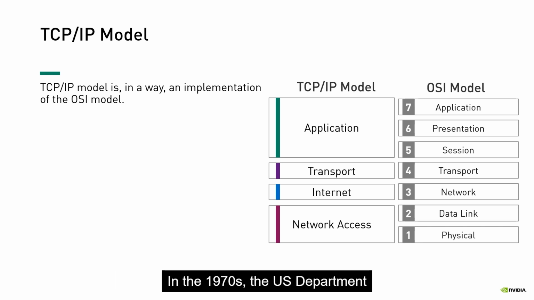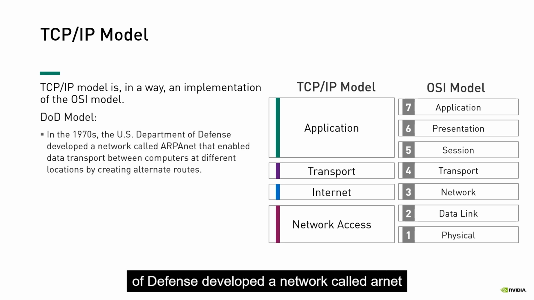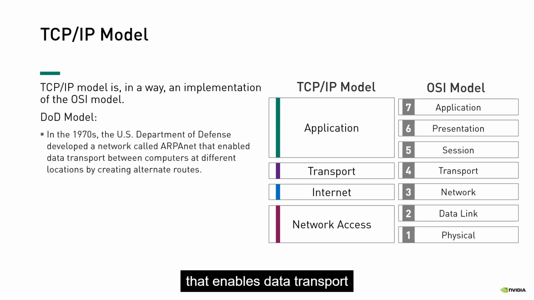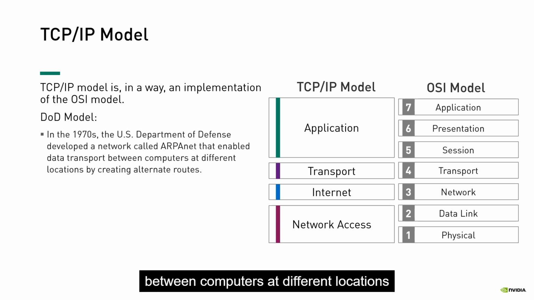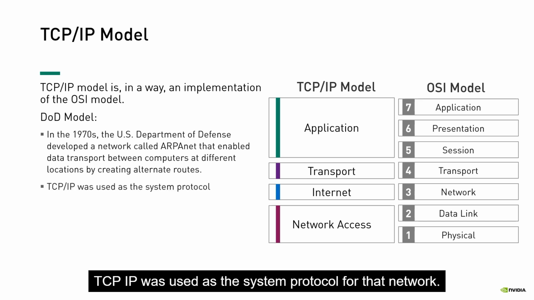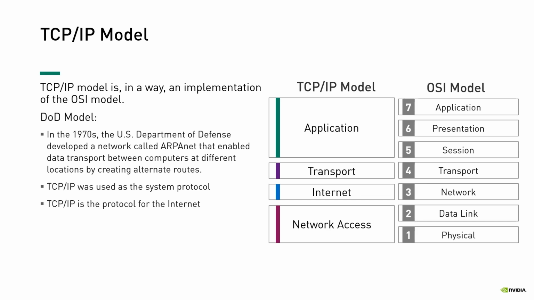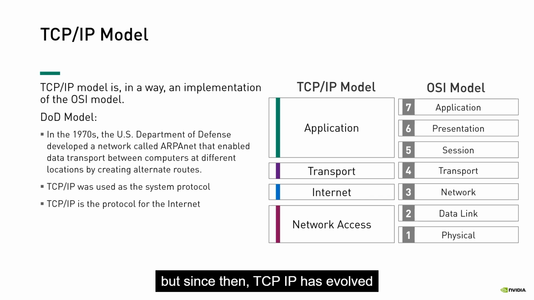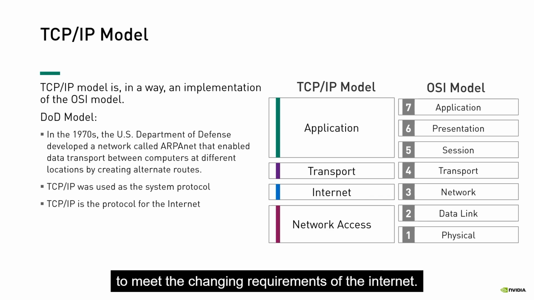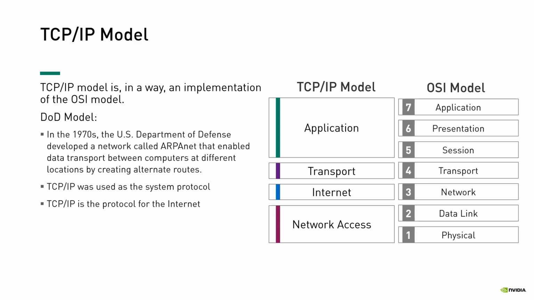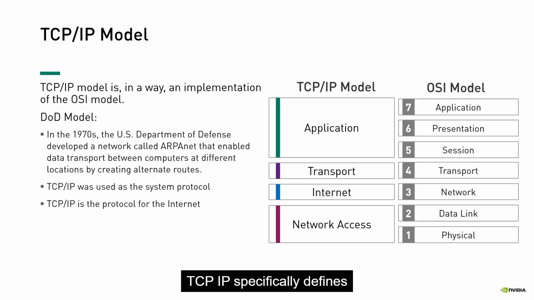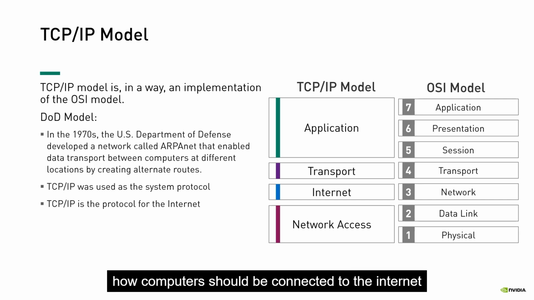In the 1970s, the US Department of Defense developed a network called ARPANET that enables data transport between computers at different locations by creating alternate routes. TCP/IP was used as the system protocol for that network. ARPANET ceased to exist in 1990, but since then, TCP/IP has evolved to meet the changing requirements of the Internet. TCP/IP specifically defines how computers should be connected to the Internet and how data can be transmitted between them.